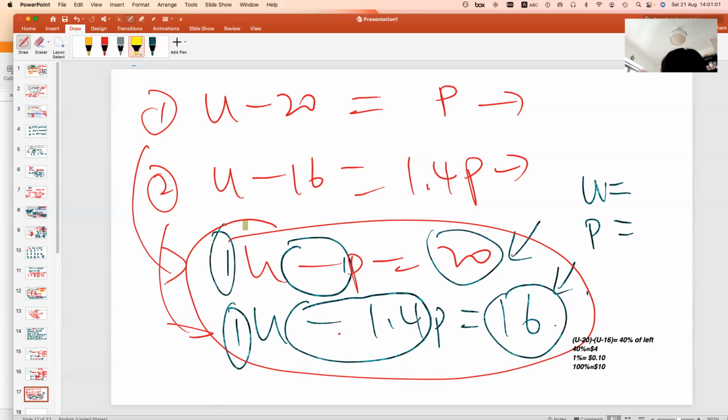I ask you to use your calculator, means you key in the 1, you key in the -1 and 20. Then the next row key in 1, key in -1.4 and 16. This way is manual. Can you give me the answer first before I talk about the manual method?